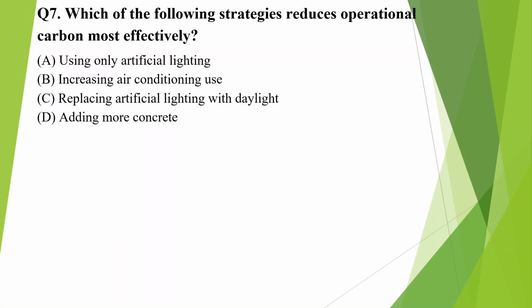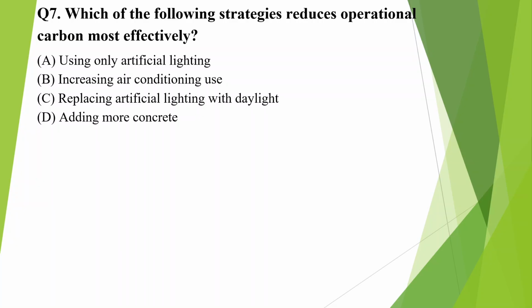C is the correct answer, replacing artificial light with daylight. This can help us to reduce the operational carbon most effectively. And other options like using only artificial lighting, increasing air conditioning, or adding more concrete are not appropriate strategies for reducing the operational carbon. Fine, all of you have understood it also.